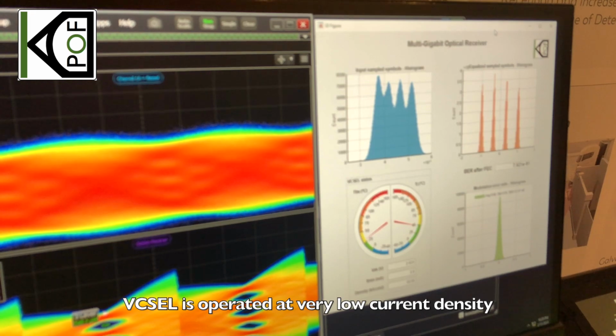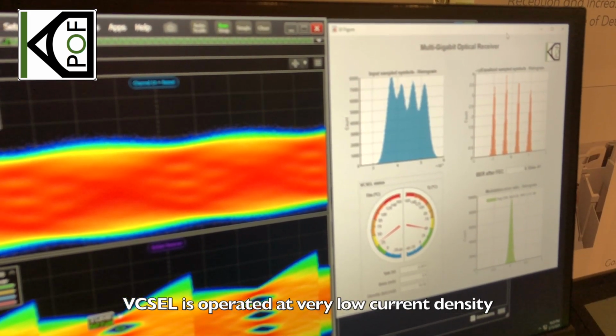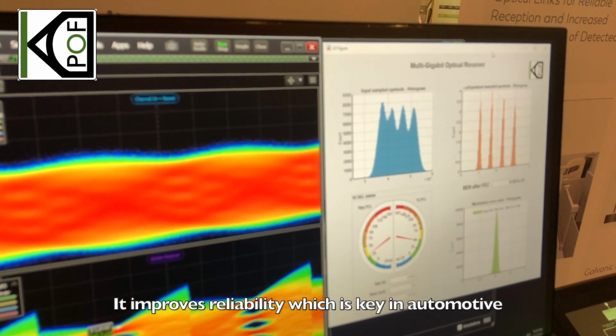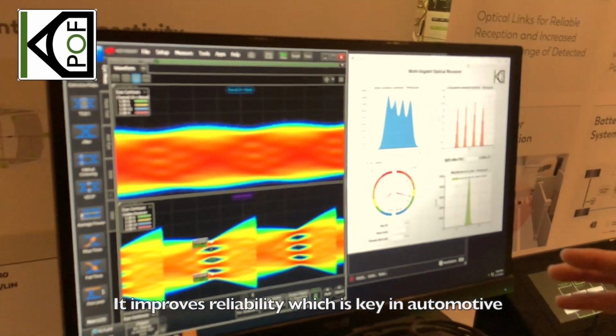It is important to note that we are using a very low current density because reliability is the most important factor in automotive applications.